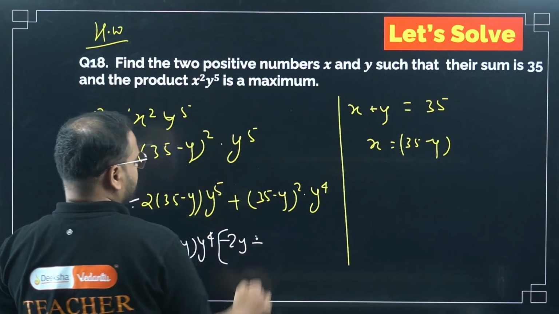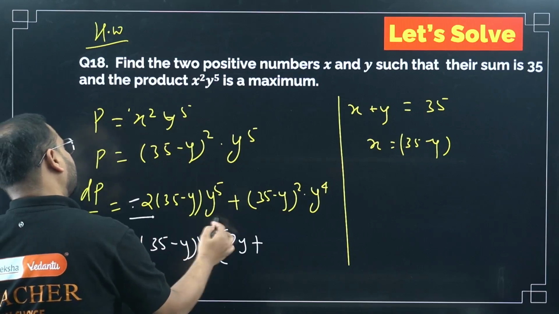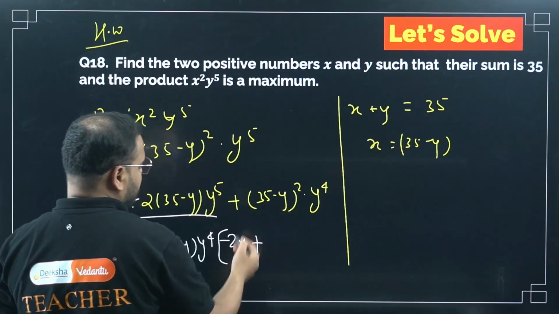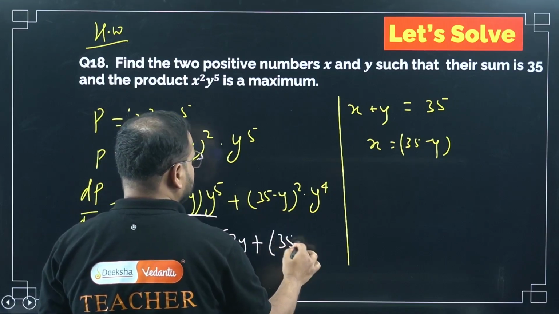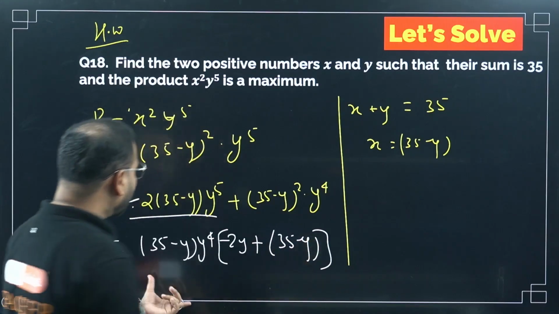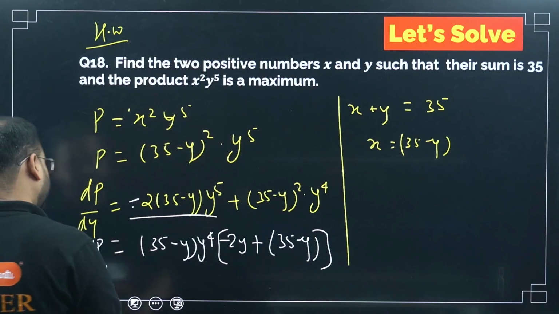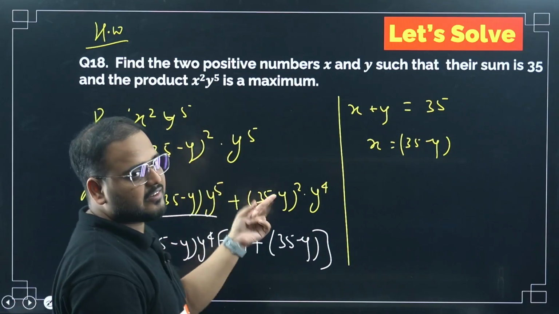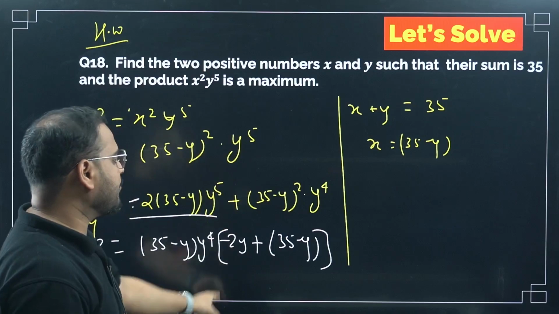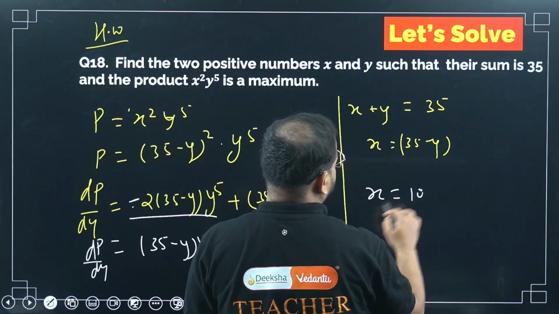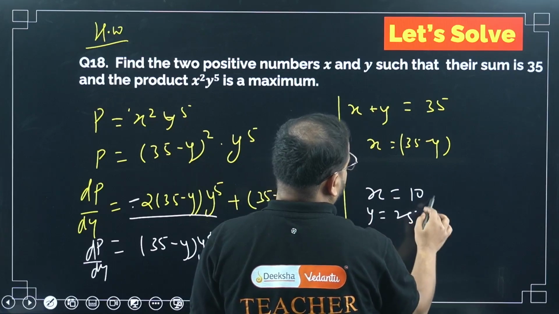Plus, please perform this differentiation over here. I've taken this common. What is left now? 35 minus y. Simplify this. Get your dp by dy, or y dash. Differentiate again, get the second derivative. Find the nature, find the critical points from here. I'll tell you the answer. X will come as, I think, 10, 25. This is your answer.